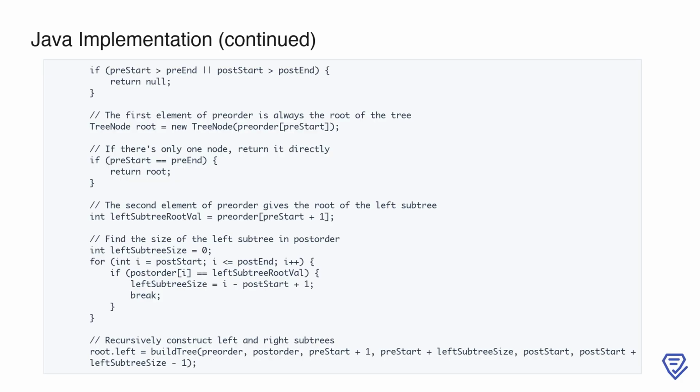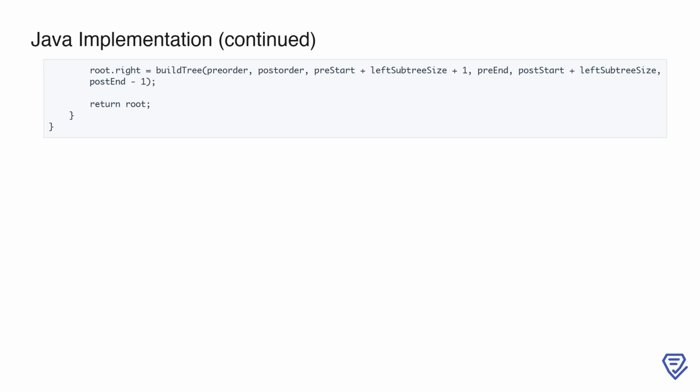children to process. Otherwise, we look at the next element in the preorder array, which represents the root of the left subtree. To determine the size of the left subtree, we search for this value in the postorder array. Once found, the size is calculated as the difference between its position and the poststart index, plus 1. With this information, we recursively call buildTree to construct the left subtree, passing in the appropriate ranges for both preorder and postorder arrays.